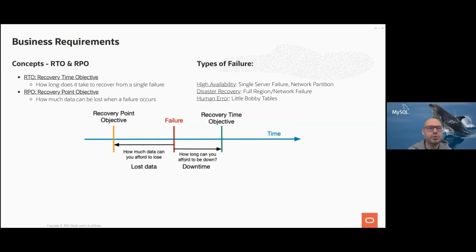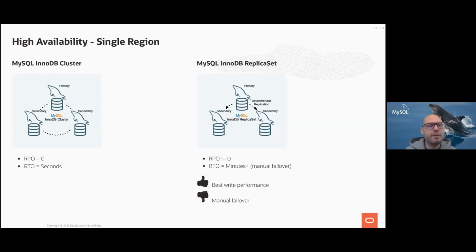So to help you choose, on the next slide, for when we talk about high availability, we have those two choices here. And that's MySQL InnoDB Cluster and MySQL InnoDB ReplicaSet. So RPO 0 and RTO seconds with MySQL InnoDB Cluster. And with MySQL InnoDB ReplicaSet, it's RPO not 0, so some data loss is possible, and RTO is how long it takes for you to fail over manually, because there's one manual command you have to run.